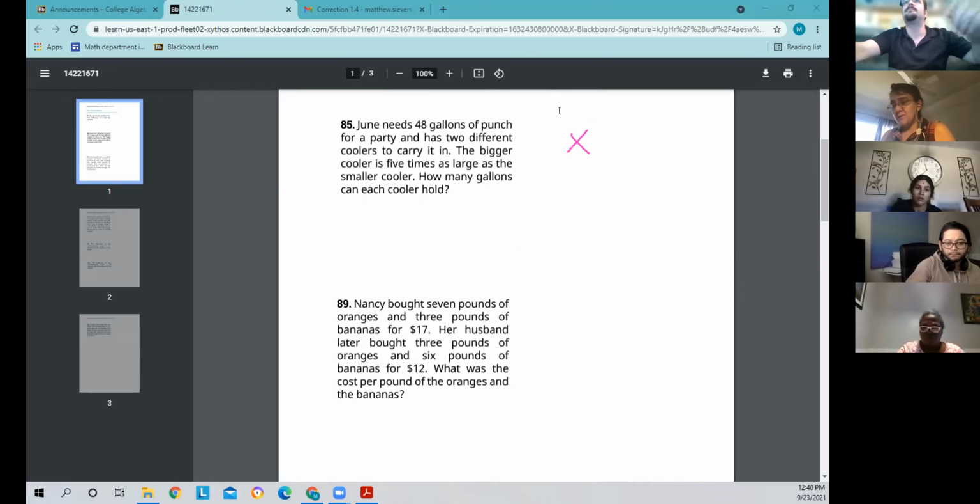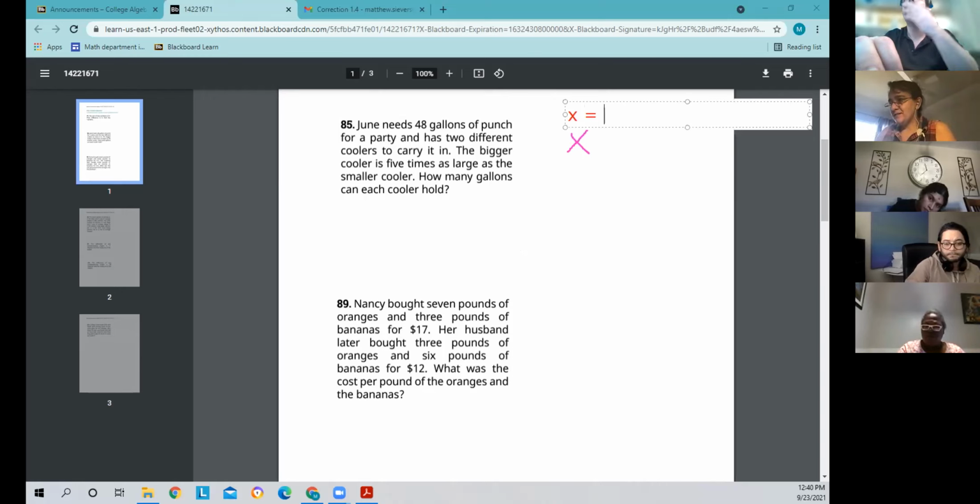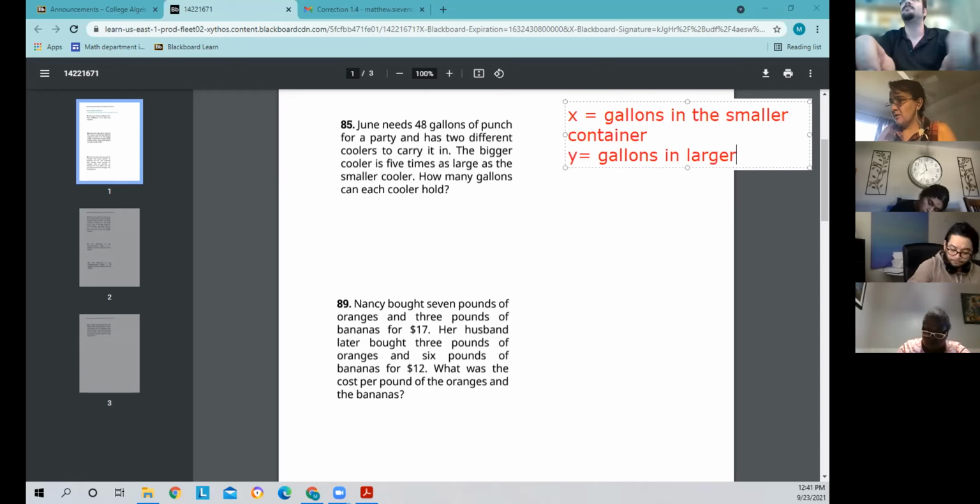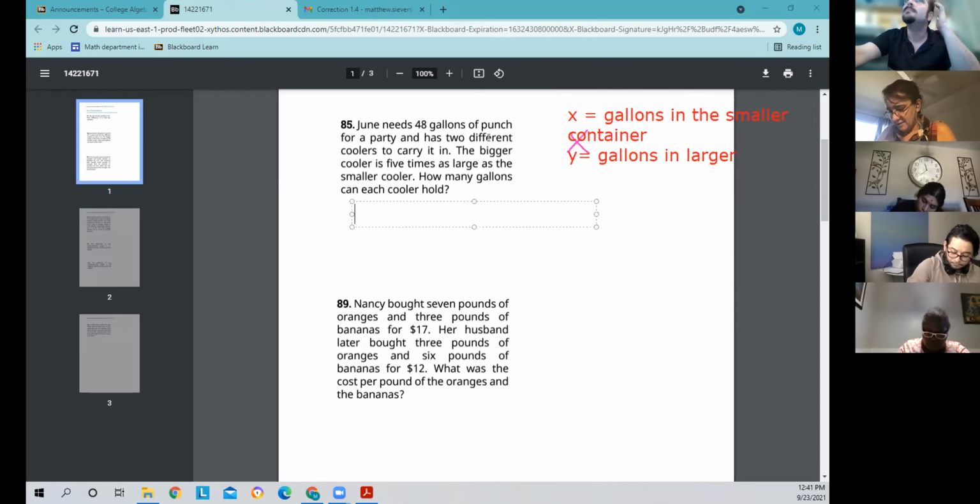X is the small and the large gallons equals 48. The larger container, is that what you're saying? I want to say x is the small container and y is the largest container, and both equal 48 gallons. You say x is a smaller one and y is a larger one? Yes. Then he said the smallest has 5 times the largest, and then I did x equals 5y.